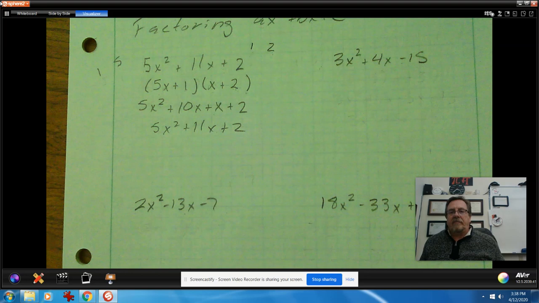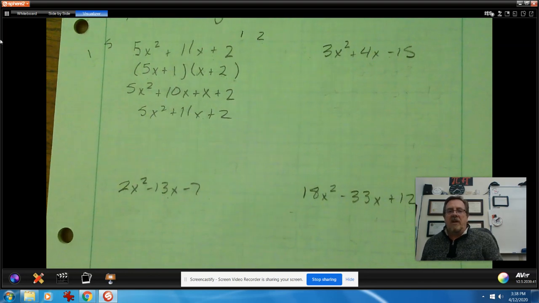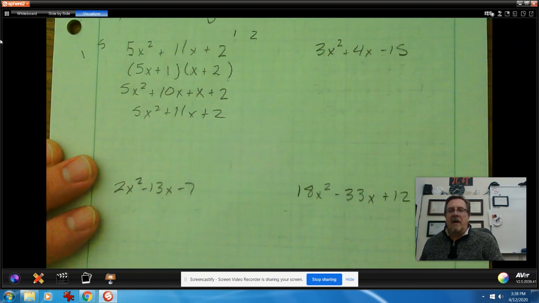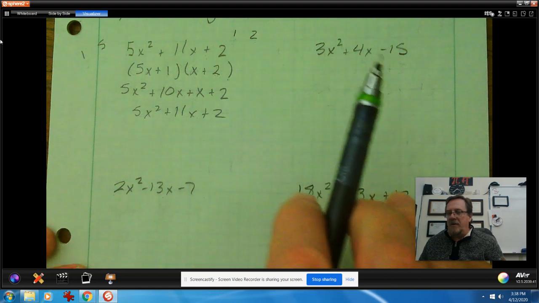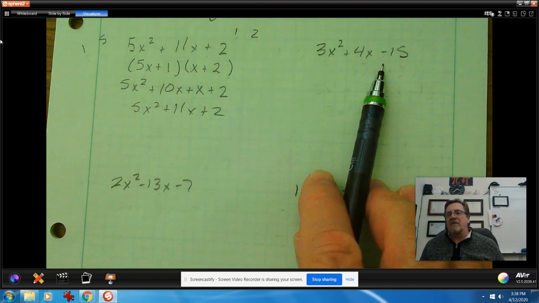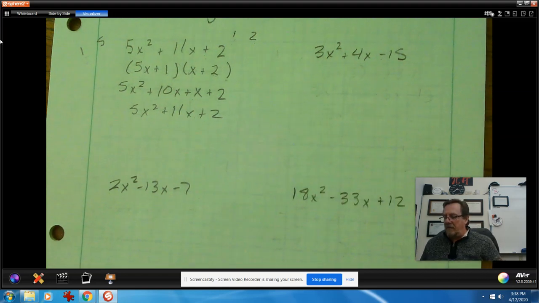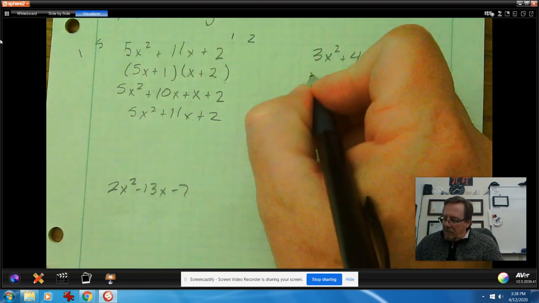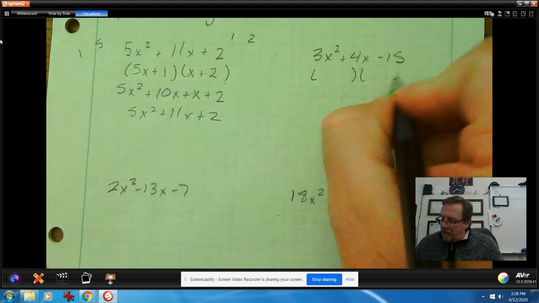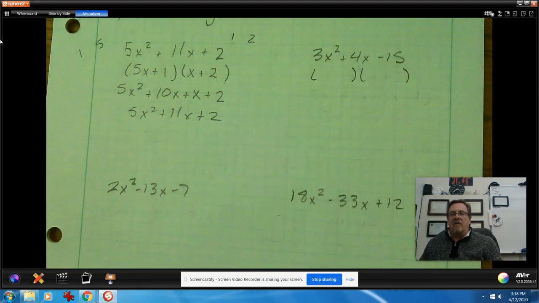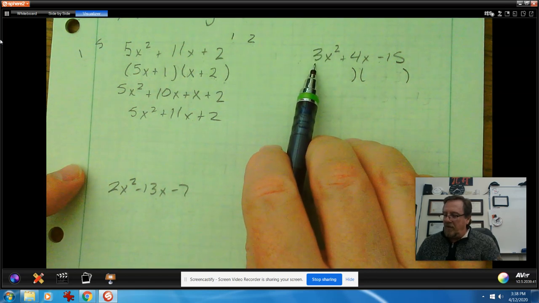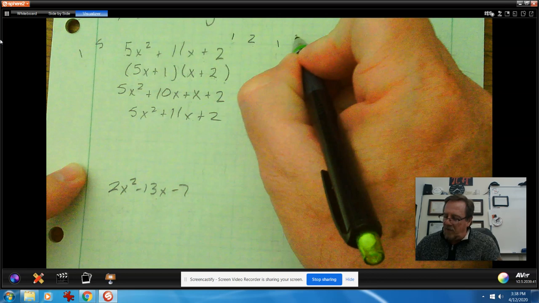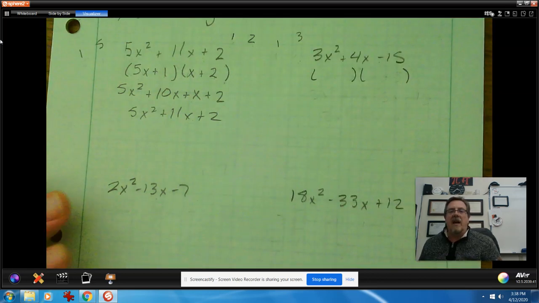Right? Let's do another one to see maybe if this explains it better. But notice that this one has a negative sign here, a negative 15. Again, we're going to try and factor this into two binomials. We have to look at factors of 3 now. That could be 1 and 3. That's the only choice we really have.